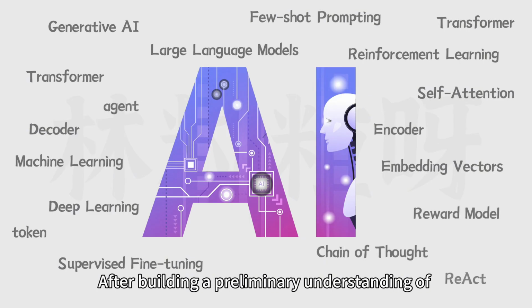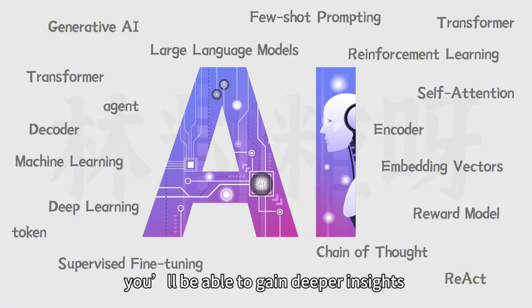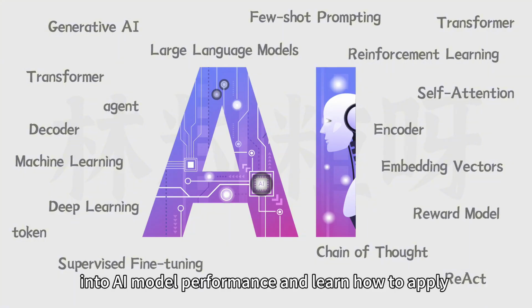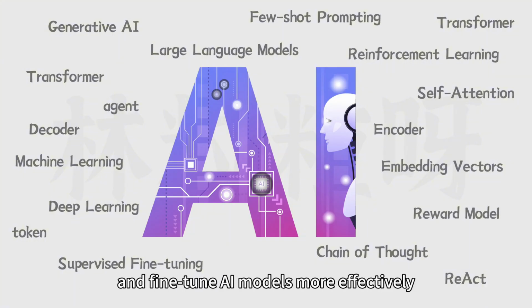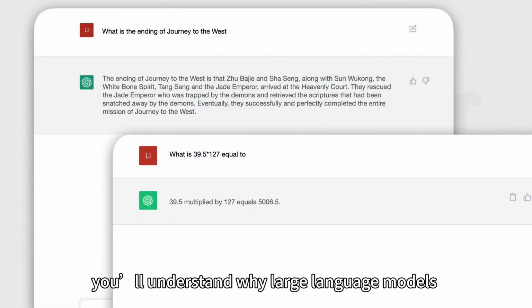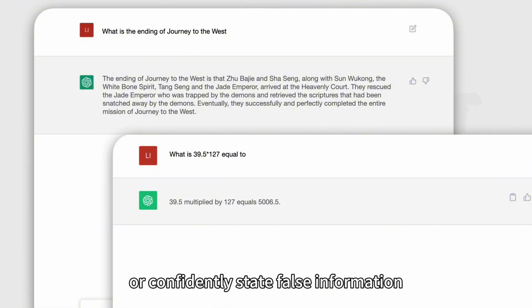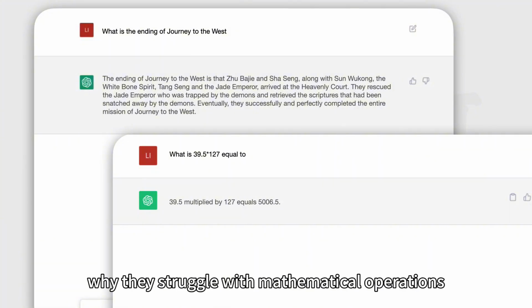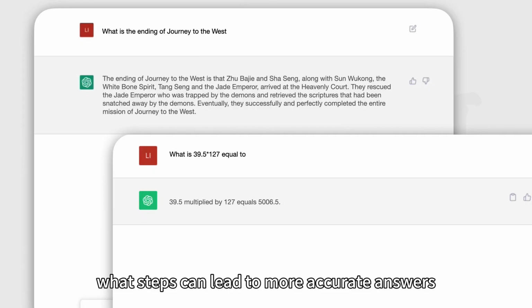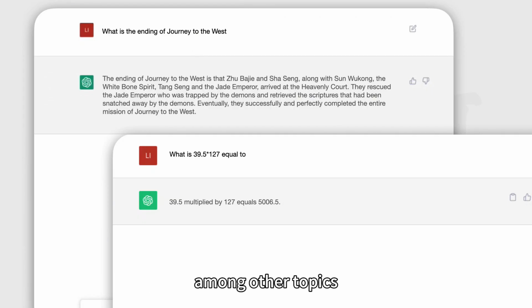After building a preliminary understanding of the underlying technology, you'll be able to gain deeper insights into AI model performance and learn how to apply and fine-tune AI models more effectively. For instance, you'll understand why large language models sometimes hallucinate or confidently state false information, why they struggle with mathematical operations, what steps can lead to more accurate answers, and how to fine-tune a personalized model, among other topics.